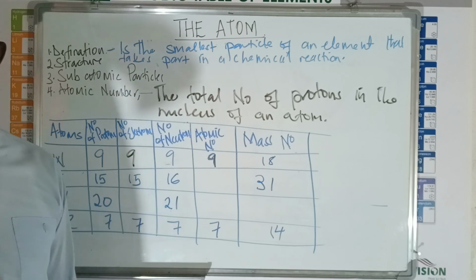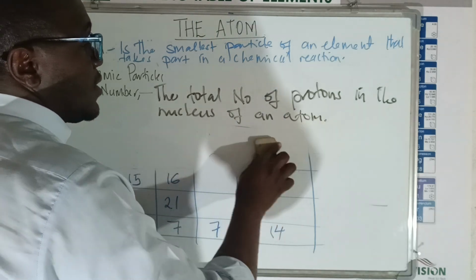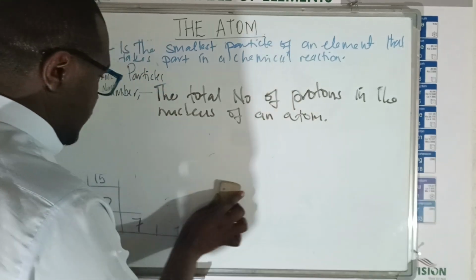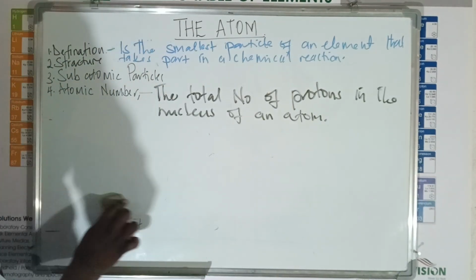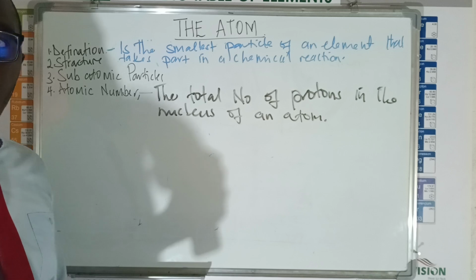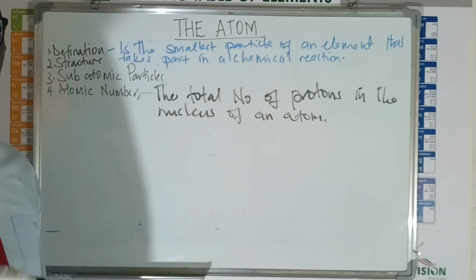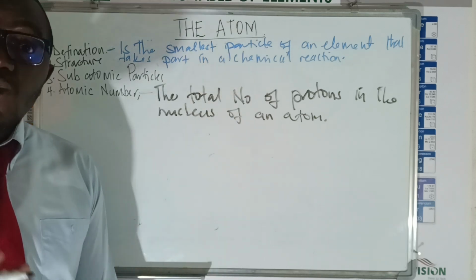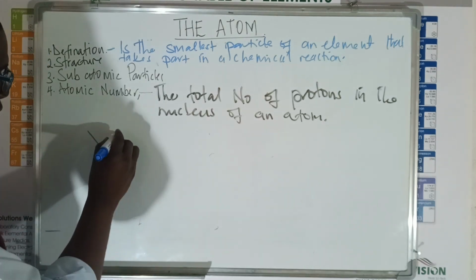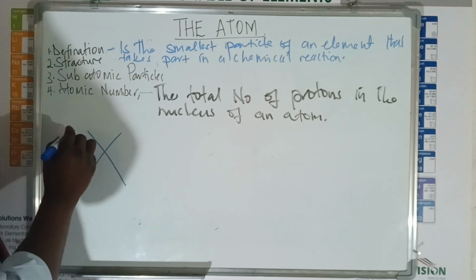Now that is clear. The next thing I want to look at is isotopes. What are isotopes? What is isotopy? But before we look at isotopes, I want to look at something. We have learned about the mass number and the atomic number. Now, there's a way the mass number and atomic number are represented in a periodic table. The periodic table is a topic that will come later.